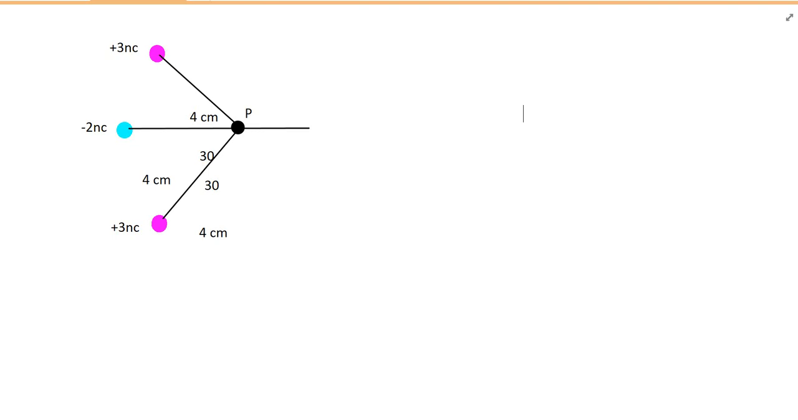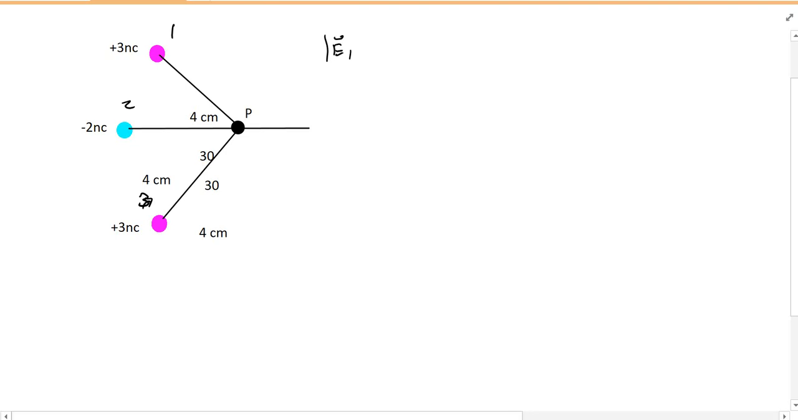Okay, so if we want to find the electric field at point P due to those other three charges, the first thing we have to do is find the electric field due to each of those other charges individually. So let's number them so that we can keep track of which is which. So let's call these 1, 2, and 3.